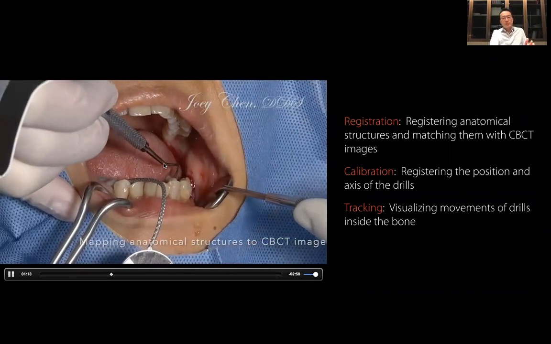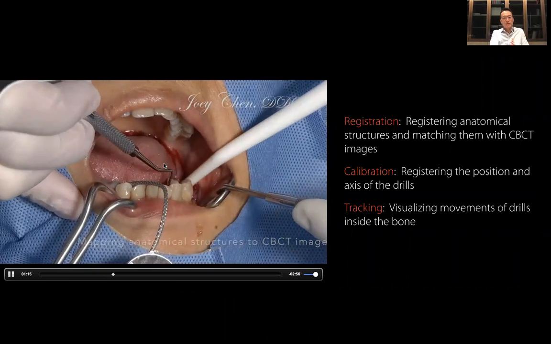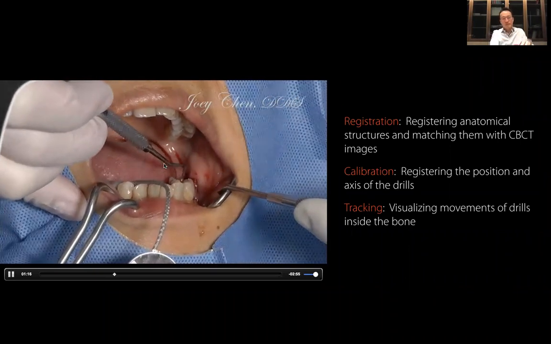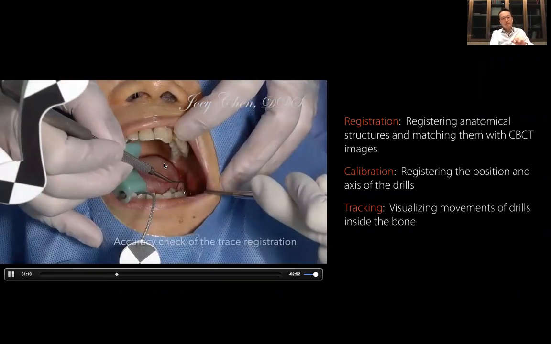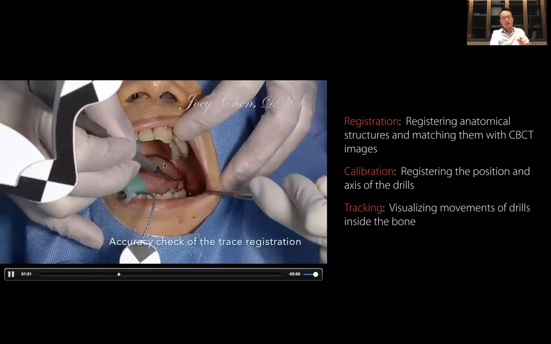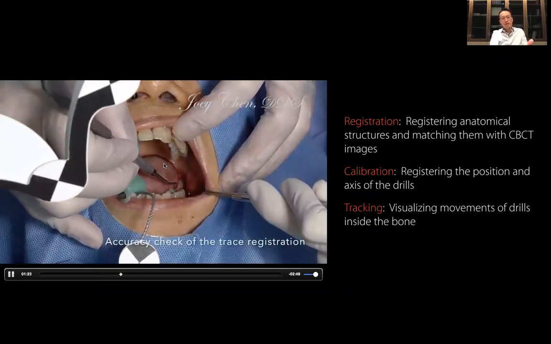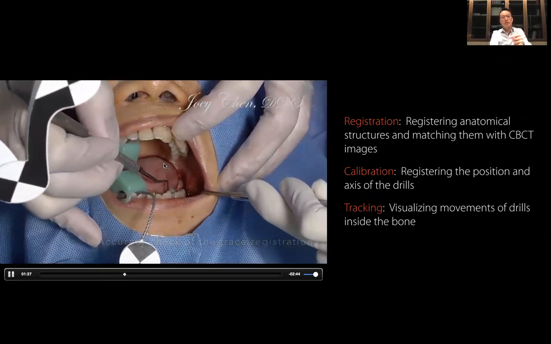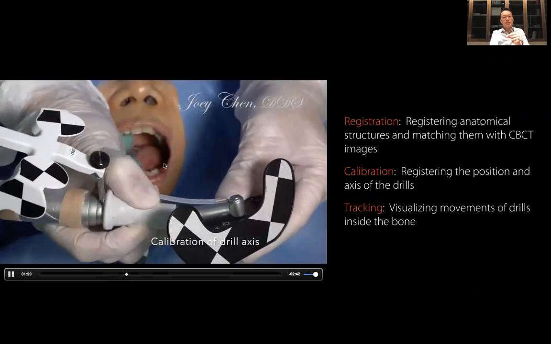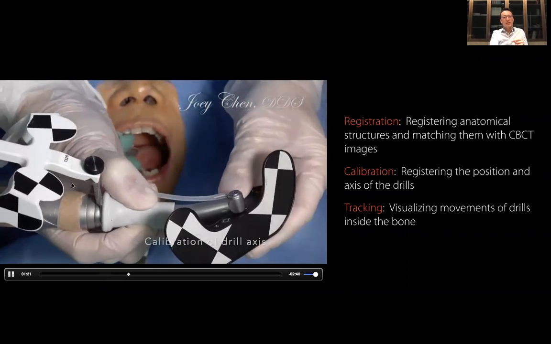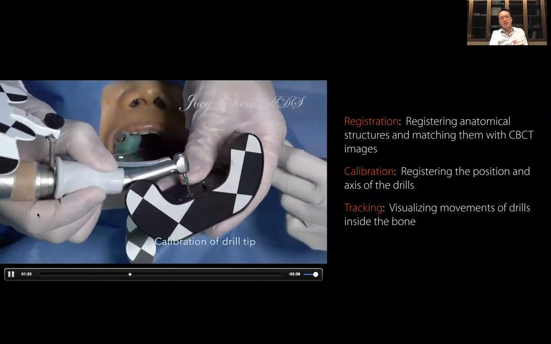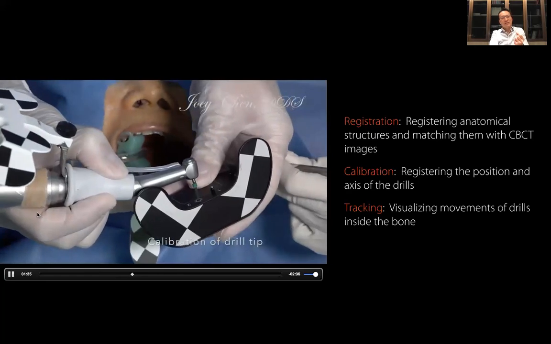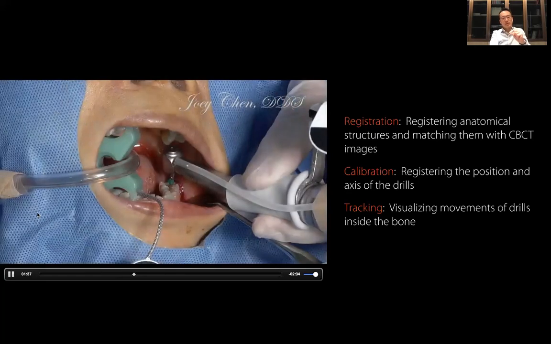So basically, we select 3 to 4 teeth around the arch, and then do the tracing. After we complete the tracing, we need to do a step called the accuracy check, which is basically to verify if our tracing is correct. The next step is the calibration. Here I'm calibrating the axis and the tip of the drill.